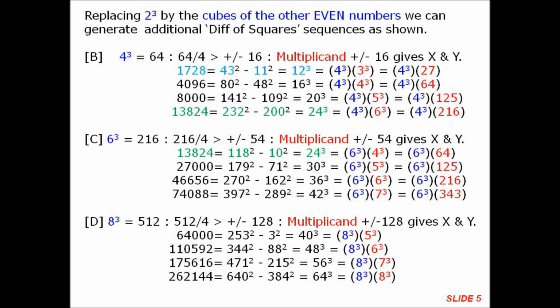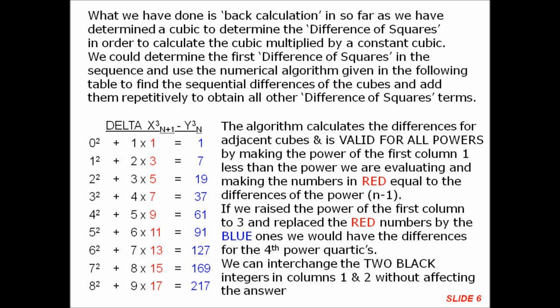It is self-evident that the number of difference of squares tables we compute is as endless as the cubes of the even numbers. Notice that 1728 coloured light blue occurs in tables A and B, and 13824 coloured green in tables B and C, both of them with difference of squares solutions for the same number. What we have done is back calculation, insofar as we have determined a cubic to determine the difference of squares in order to calculate the cubic multiplied by a constant cubic.